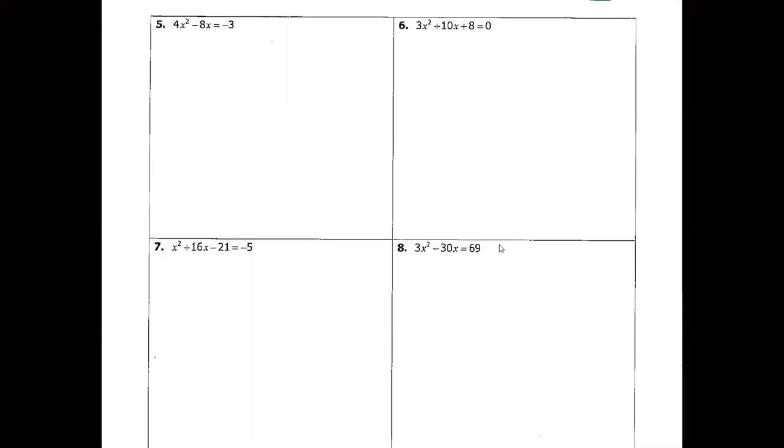All right, let's look at 5. I'm going to do 5 and 6, and then I'm going to skip a little bit and do one of these last ones just so you can see some imaginary solutions. I'll probably skip problem 7 and 8.